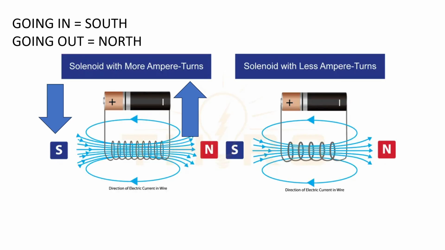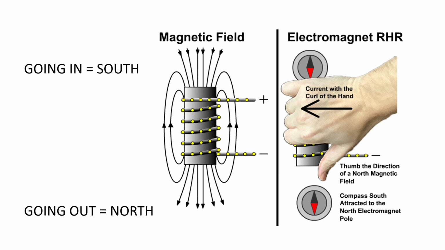So this is just going back to the solenoid. The difference here is just the magnetic flux density. The magnetic flux density on the left-hand side is more than on the right. If you just look at this animation here, remember that you're coiling your hand, using the right hand grip rule. The thumb is pointing north. So in this case, going in is south and going out is north.